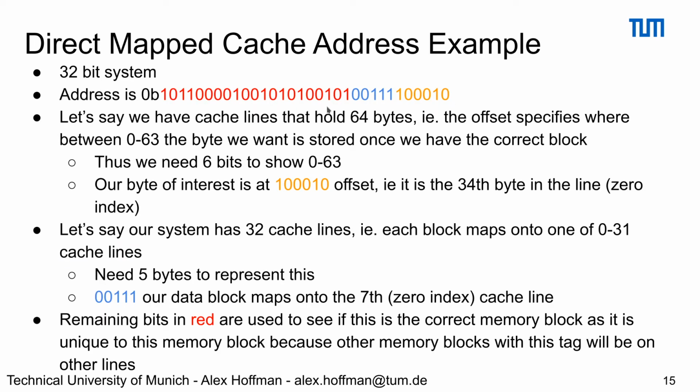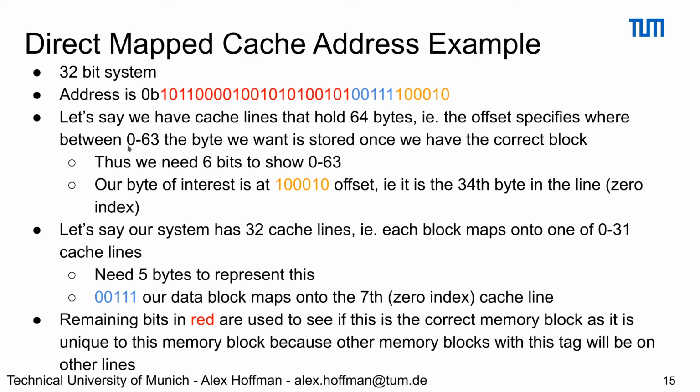So let's have a little look at an example, hopefully make it a bit clearer. We have a 32-bit system, meaning we have a 32-bit long address. In this case, we know we have a cache line that is 64 bytes, meaning there are 0 to 63 different offsets that any particular memory address can have. How many bits do we need to represent 63? We need 6. And so we know that our offset here is going to be 6 bits.